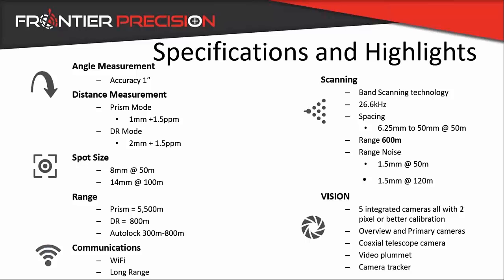The vision system on this instrument is 5 integrated cameras. So it has an overview and primary camera. We'll talk about all these a little bit. A coaxial telescope camera, so there's no objective, kind of like your traditional total station. It has a video plummet, so I'll talk about that, as well as the camera tracker to aid in robotic operations.